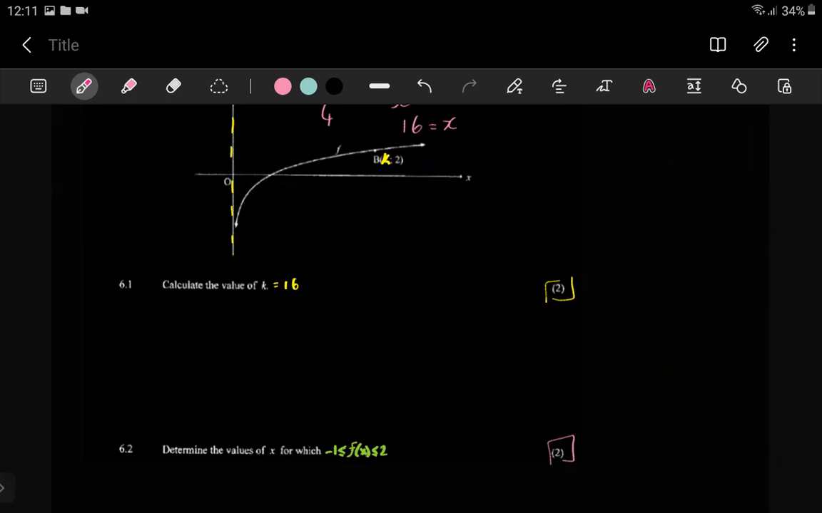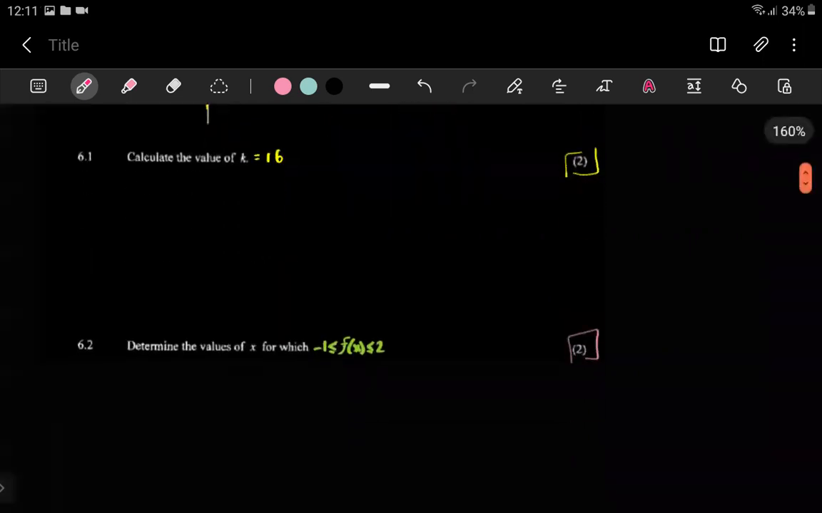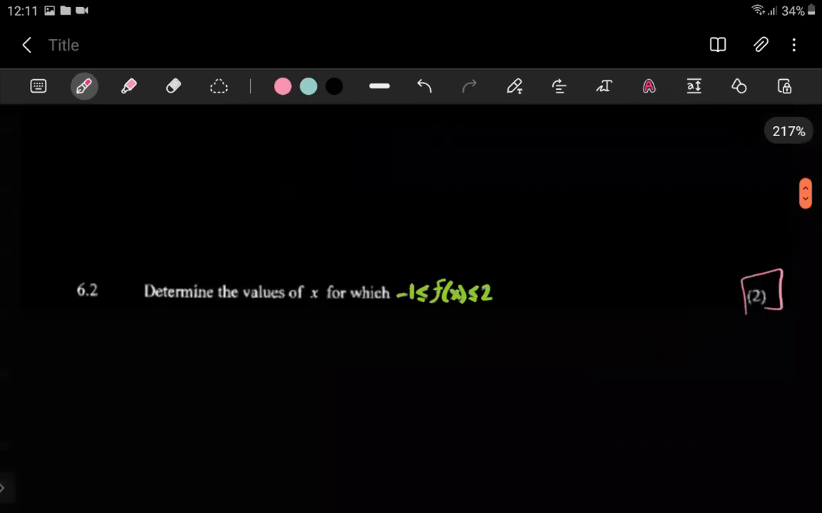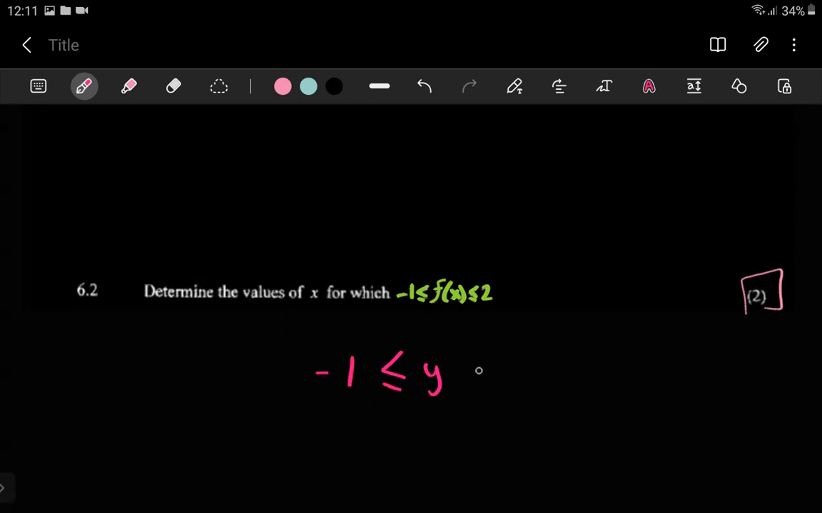Can I just pause you there? If I see a question like this, I'm already thinking about range. No, it's not the range, but it's talking about a space between -1 and 2. So this is asking where are the y values between -1 and 2.